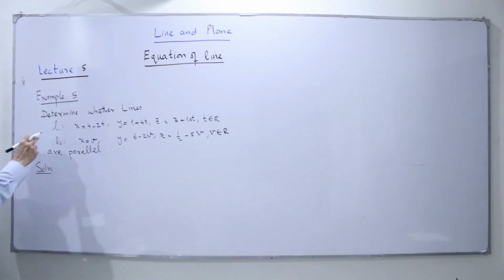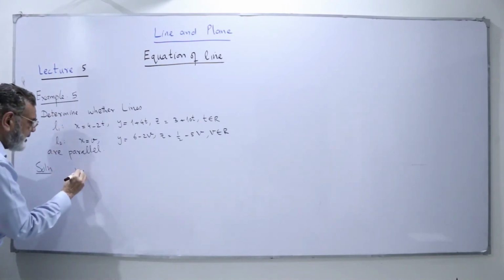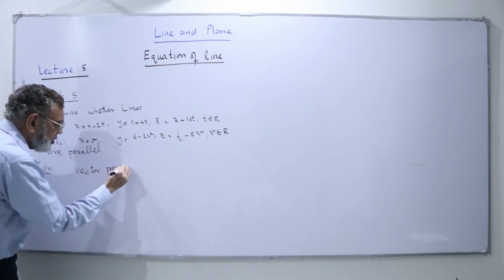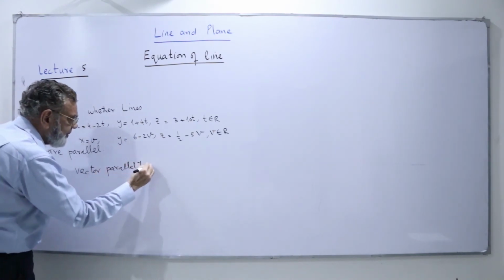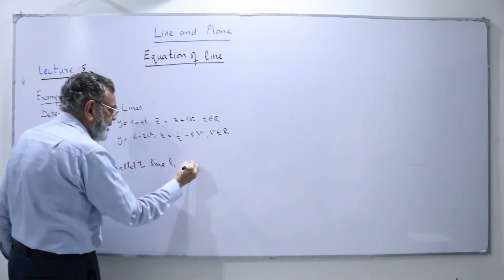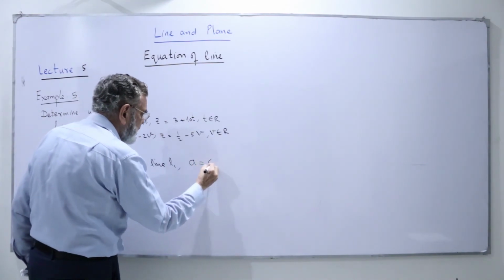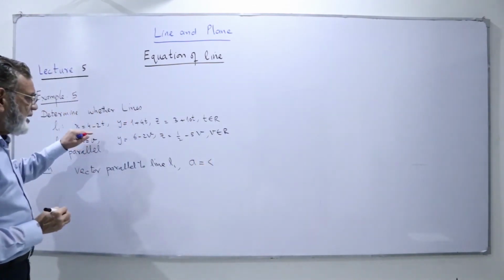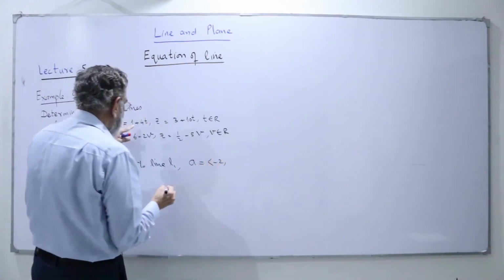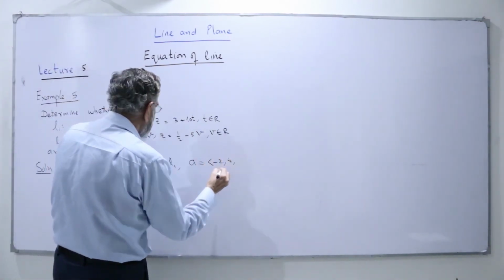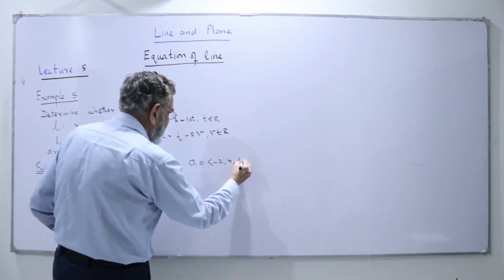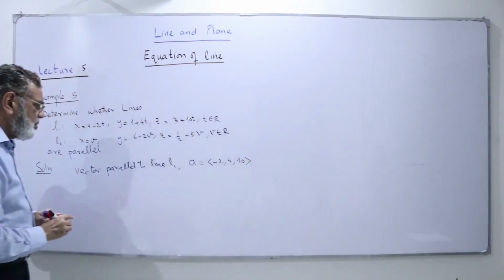So the vector parallel to line L1 is vector A, and the components of vector A are minus 2 for the x component, then 4 for the y component, A1, A2, and then A3 is 10. So this is my vector parallel to the line.